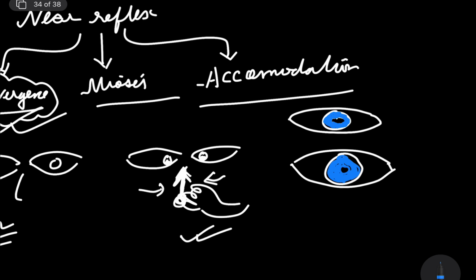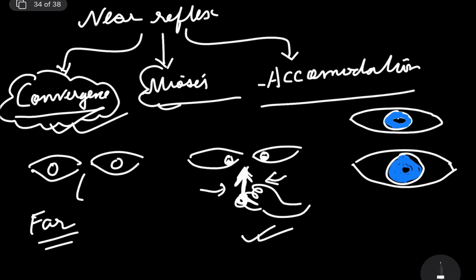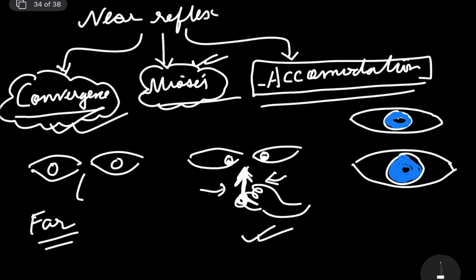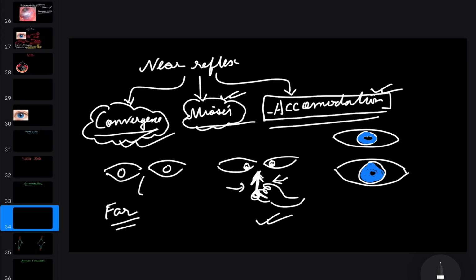Okay, done. So we have talked about two things that happen. First is convergence, your eyeballs move medially, and second is meiosis, that is your pupils constrict as a part of the near reflex, and third is accommodation. Now what exactly is accommodation? See, it's very simple, very simple.